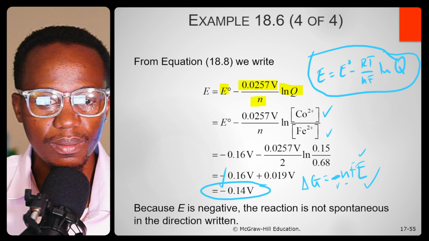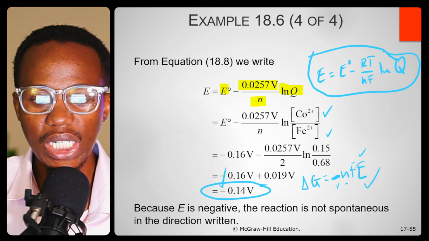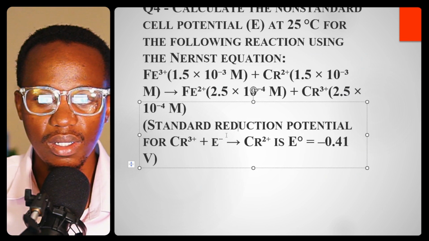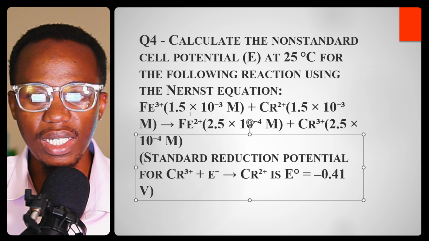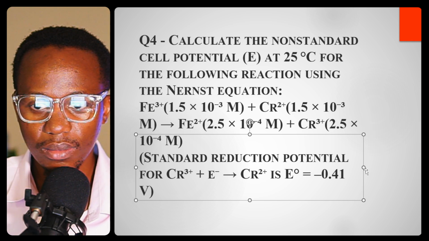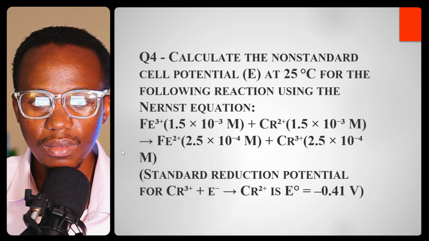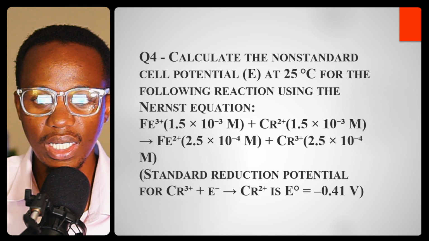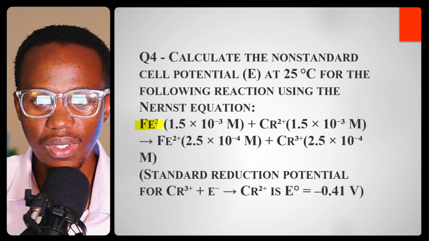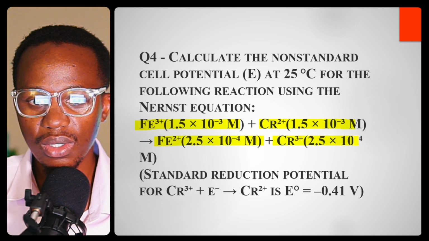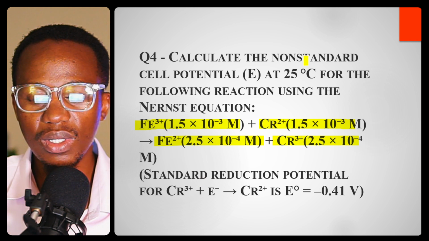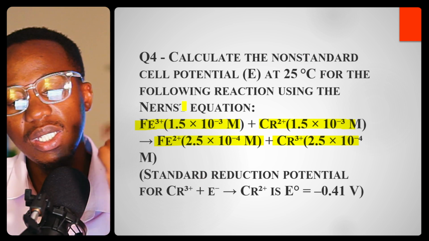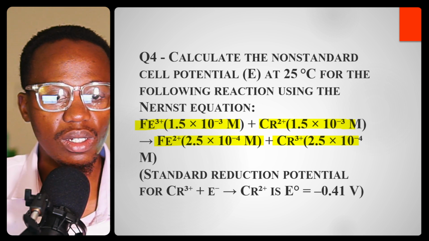Okay, so that is actually the Nernst equation. So this is some practice. Calculate the non-standard cell potential at 25 degrees for the following reaction. So I gave you Fe and its concentration, chromate at this concentration. So find the non-standard reduction potential and also tell me if it's spontaneous or not. Okay, all right, so that's your question 4.